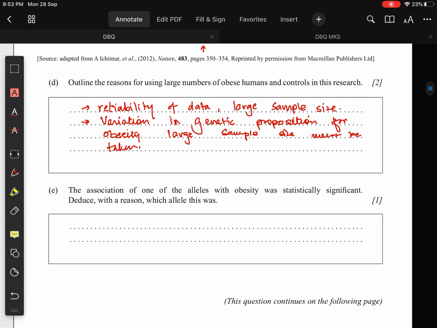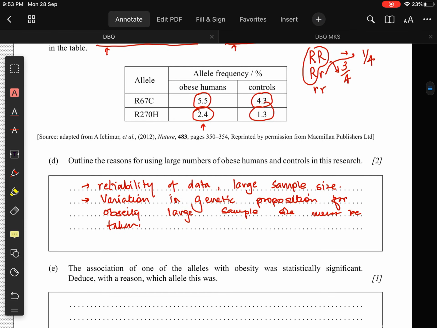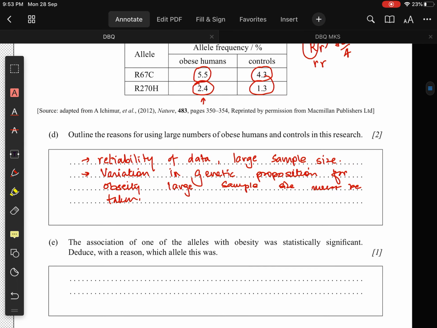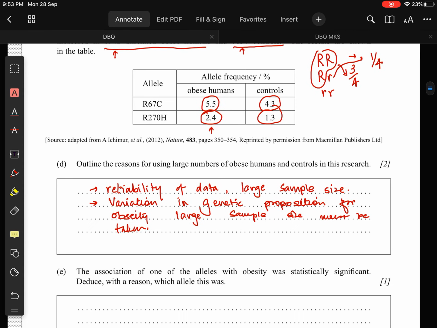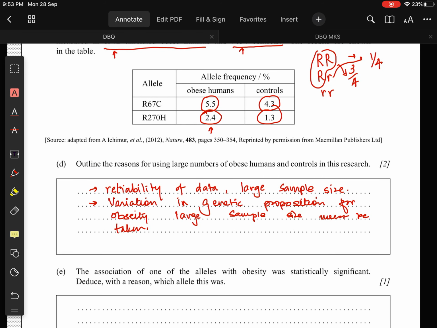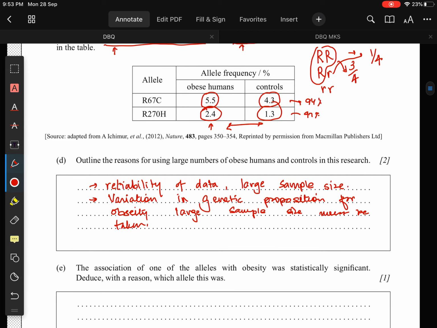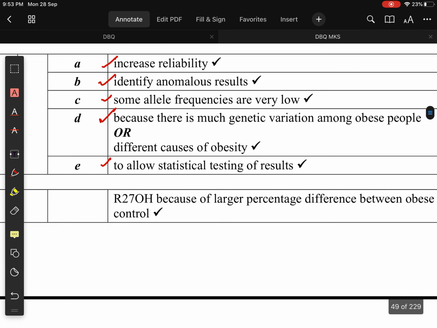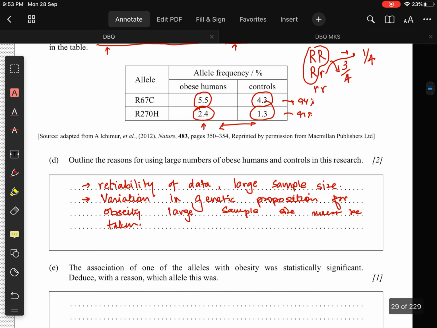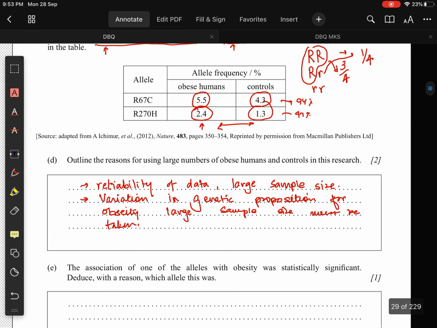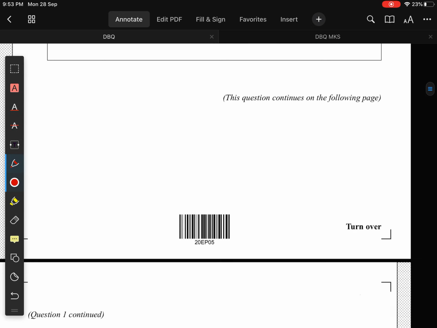The association of one of the alleles with obesity was statistically significant. So what we see is statistically significant, then the other, you can take the percentage difference here. I think if you count, it should come somewhere around 9.94% or something. It is 97. Which one is higher? The difference is higher, so that should be your answer, because the larger percentage difference between obese and control. So the larger the percentage difference, that you should identify as the more statistical difference. Okay.